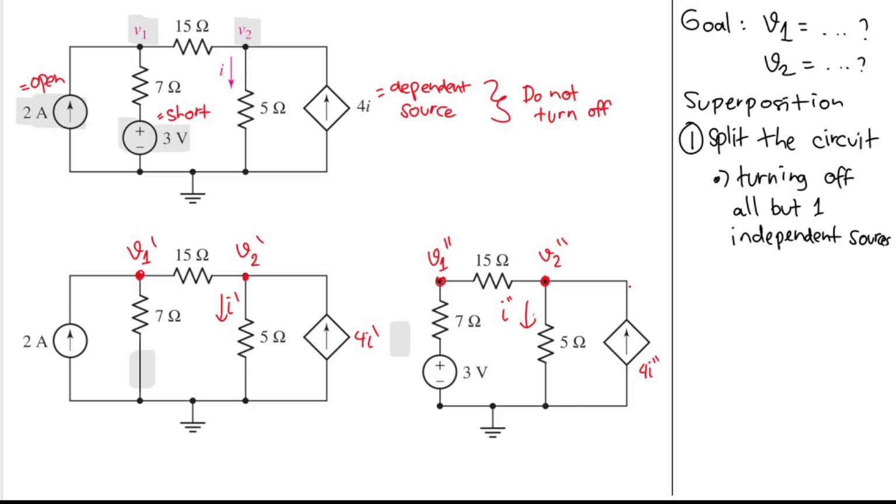And now we have two split circuits here. This one and this one. So the second step will be to do analysis independently on the split circuits. What we need to do now is to find out what is V1 prime, V2 prime, V1 double prime, and then V2 double prime. Let's start from this circuit first.